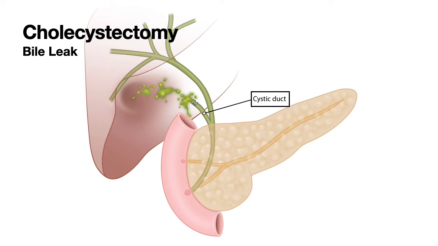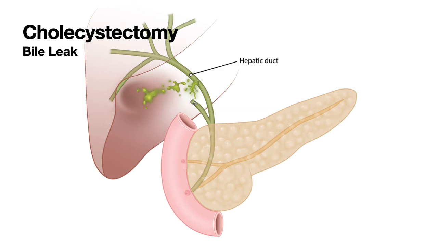In addition to cystic duct leak, the leak can happen in other places of the bile duct or the common hepatic duct. So here, sometimes as a surgeon is trying to remove the gallbladder, there may be accidental damage to the hepatic duct, and the hepatic duct might leak, or hepatic duct leak.